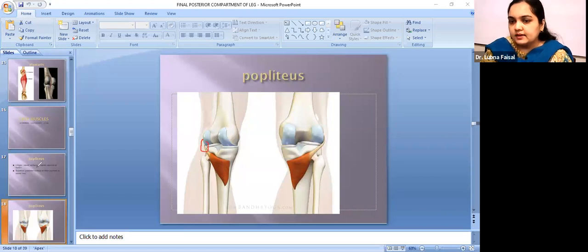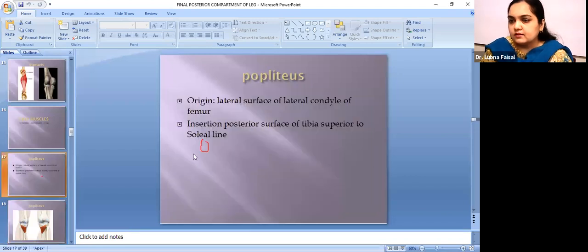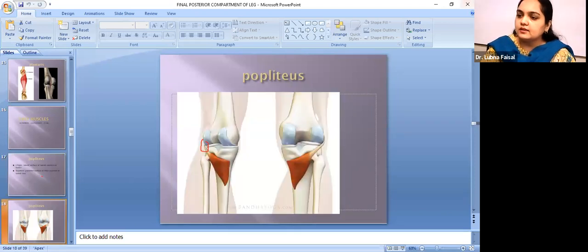Okay. And insertion, where it gets inserted, this is the lateral condyle of the femur, the posterior surface of the tibia above the soleal line. So it's a triangular shaped muscle. This lateral condyle of the femur, lateral surface, triangular band-like muscle, posterior surface of the tibia, and this muscle will form the floor of the popliteal fossa.